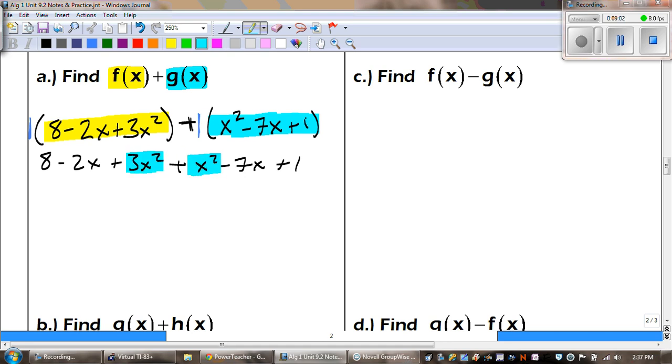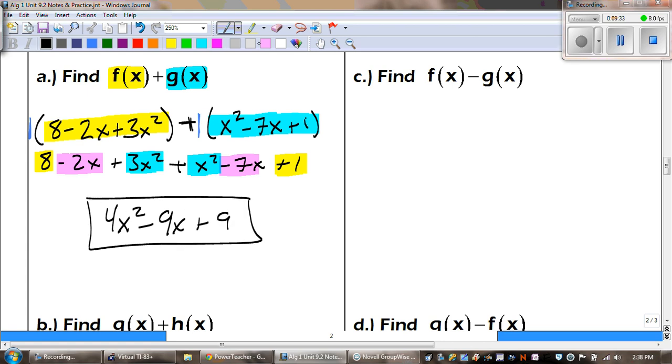So my x squares, we're going to combine those, our x's, and then our other ones, the 8 and the 1. So 3x squared plus x squared gives us a grand total of 4x squared. That's our blue. Negative 2x minus 7x in the pink gives us minus 9x. And the yellow, 8 plus 1 gives us 9. Once again, these are the colors of all of the numbers and how we combine them.